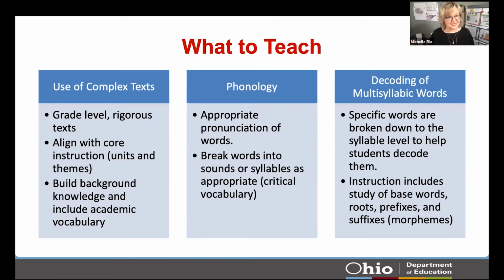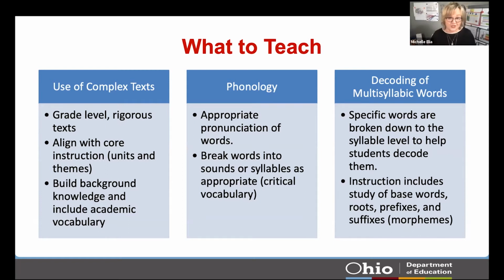We'll begin with what to teach. Well, we have to use complex texts. I mean grade level, rigorous texts that are aligned with our core instruction in both the units and themes we're using. And also these are texts that my students will see in core instruction with their peers. We want to use these texts to build background knowledge and also teach academic vocabulary.